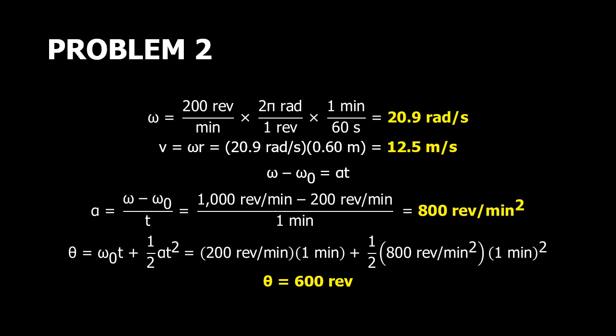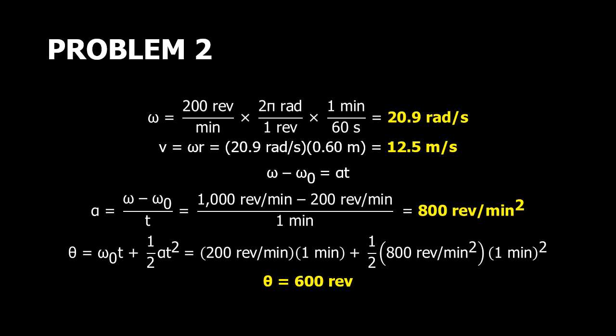manipulation. So we multiply 200 rev per minute, that is your initial, times 1 minute, plus 1/2 times 800 rev per minute squared, that is your acceleration, times 1 minute squared.